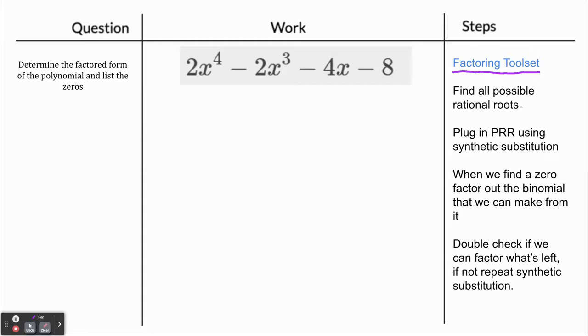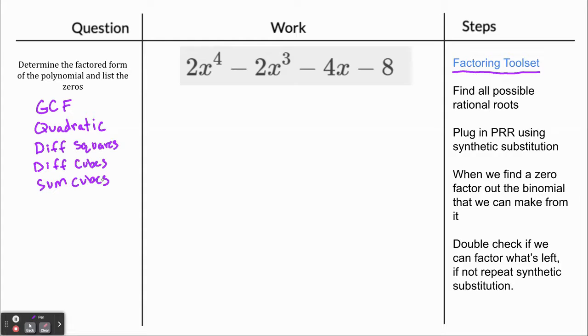So first thing here that I know about is that if I have a greatest common factor, I can factor that out. If I have a quadratic, I know how to factor quadratics. We also have some special cases like the difference of squares, the difference of cubes, and the sum of cubes. And lastly, we have this idea of factoring by grouping. So basically, we always want to keep these in the back of our mind to double check to see if we can use them to help us.